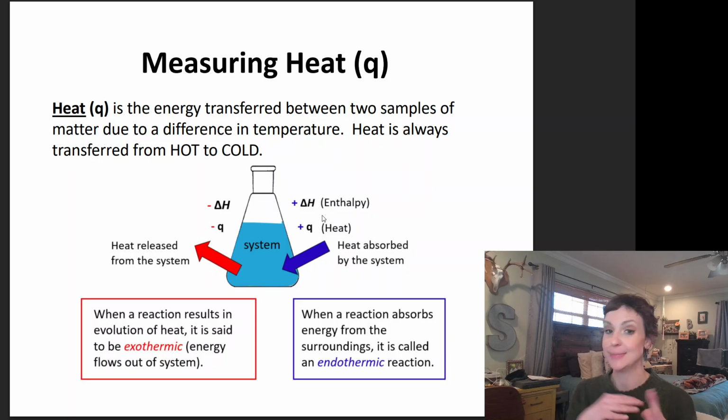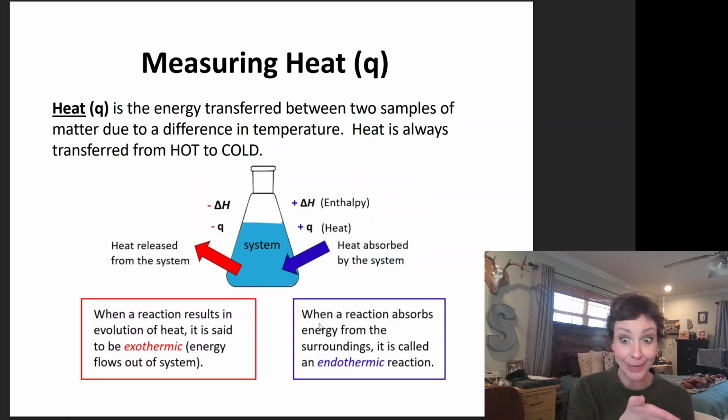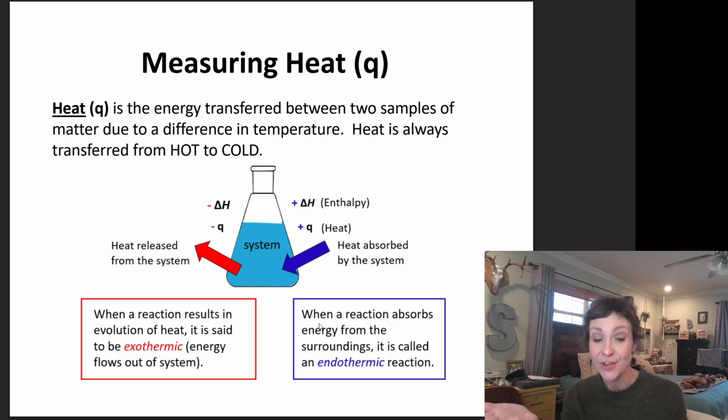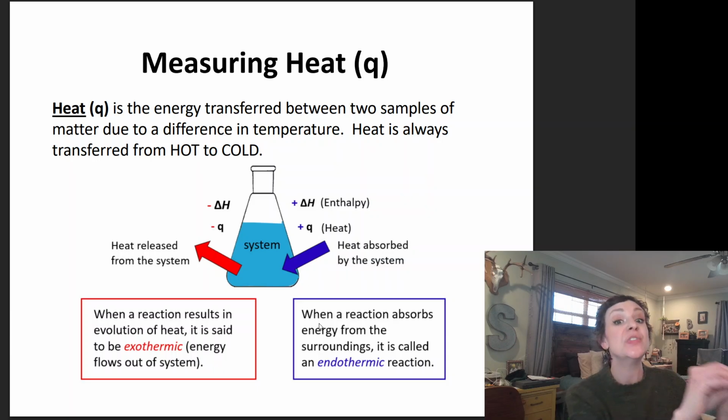We use these terms endothermic and exothermic, right? We know that if a reaction releases heat, we would call it a negative delta H, and it would be an exothermic reaction. And if a reaction absorbs heat, we would have a positive delta H, and we would call that an endothermic reaction. Well, these reactions involve an energy transfer, either from the surroundings into the system or from the system to the surroundings.